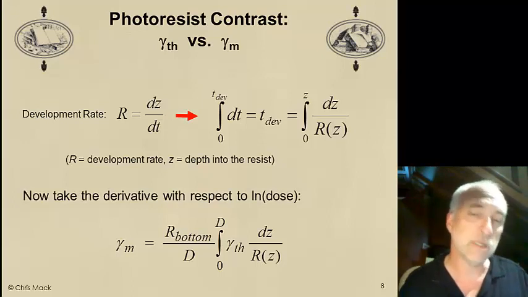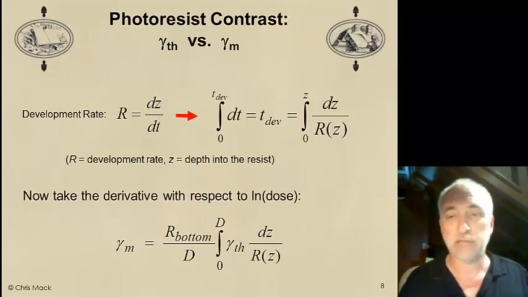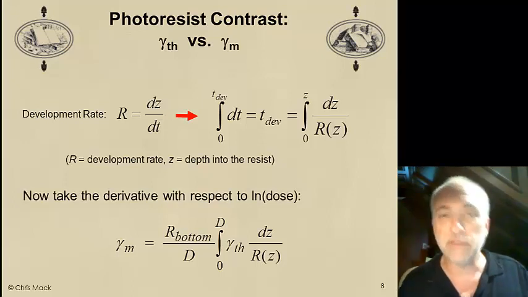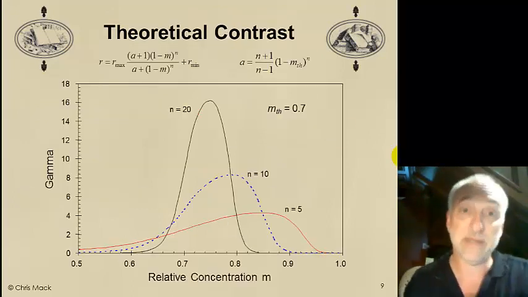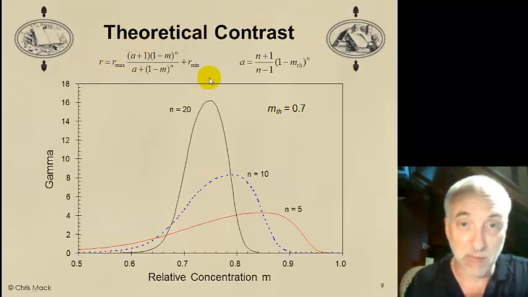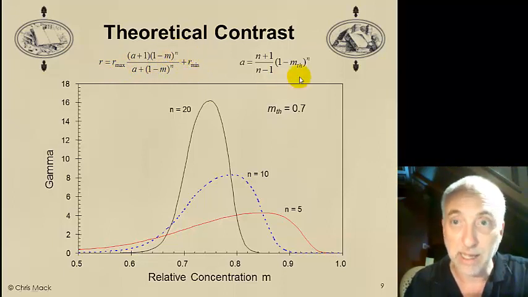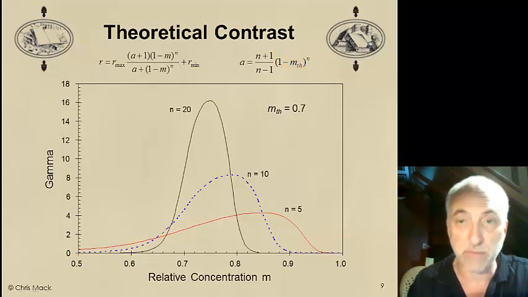One of the ways we can use it is to calculate the theoretical contrast given a certain development model. Last time, we derived a development model. Here it is. This is the MAC model, kinetic model of development rate, where the development rate is a function of 4 parameters, Rmax, Rmin, N, and the threshold inhibitor concentration, M threshold.